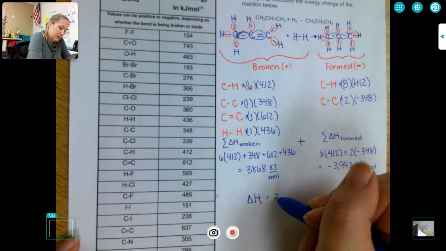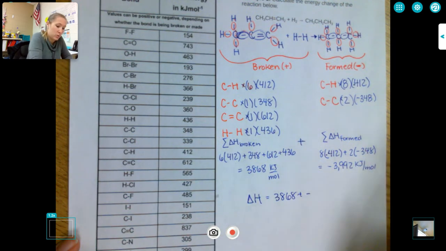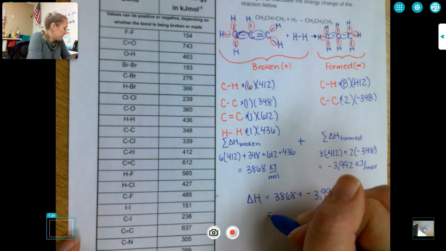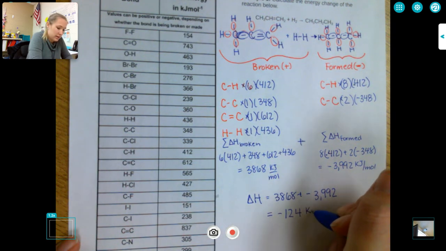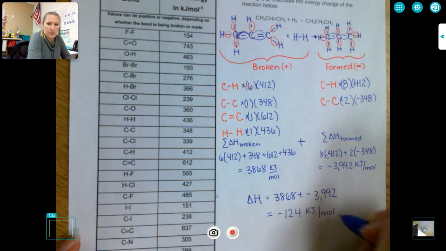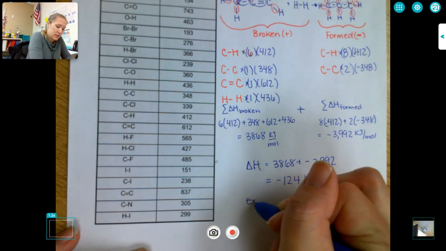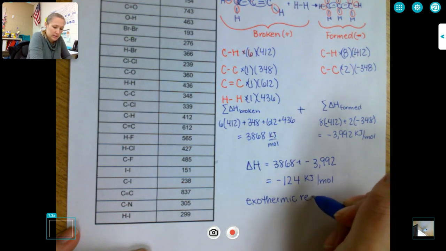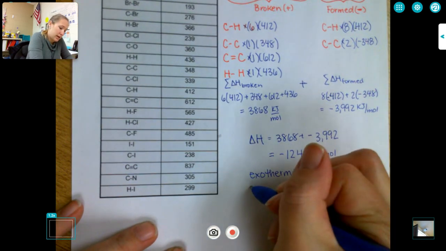So I have 3868 minus 3,992, which means that overall it's negative 124 kilojoules per mole. So what does that mean? That means that this is an exothermic reaction. So energy is a product.